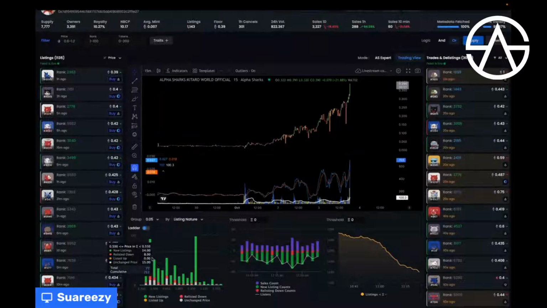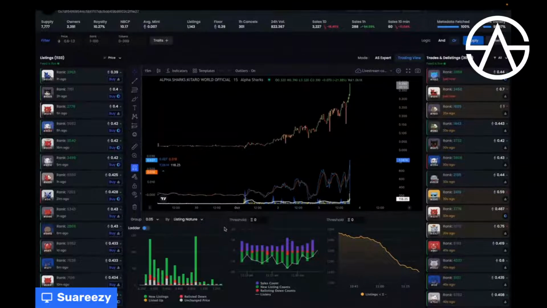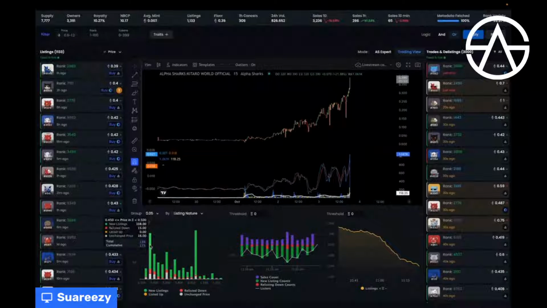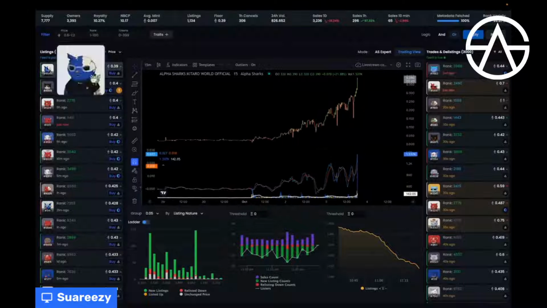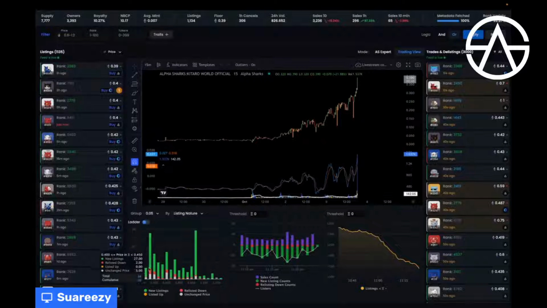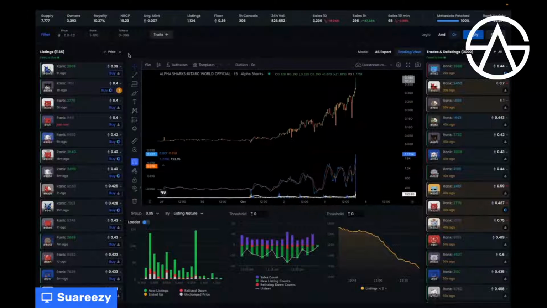So listing nature here is going to show us when people are actually listing, what's the nature of that? Meaning the green portion is going to show us the first time that this project or this NFT has actually been listed. So ideally we do want to see a lot more greens popping in, because what that would mean is that we're getting more owners coming into the project.